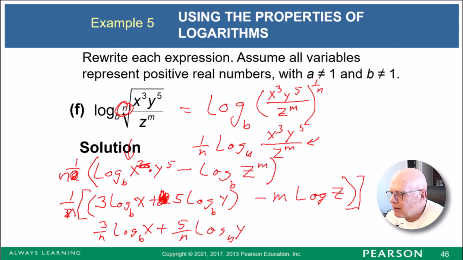And over here the m is out front. We're going to multiply that by 1 over n. Keep going the whole way through. So we'll have minus m over n log of z. And there we go. We've got the whole thing. And they're going to do it a little bit differently, which is fine. As long as you follow the rules, you're going to get to the end result the same as they will.